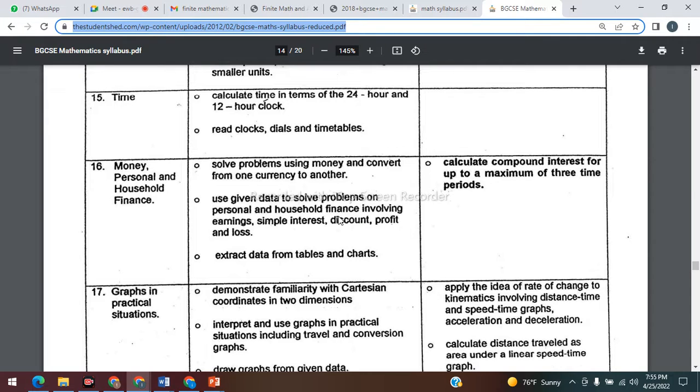These are good, right? What we haven't done is calculate compound interest for up to a maximum of 3 periods, 3 times. We haven't done that. I never saw this before in the exam, but they have it on the syllabus, so they could give it. So we haven't done this. Someone could remind me to also look at that.